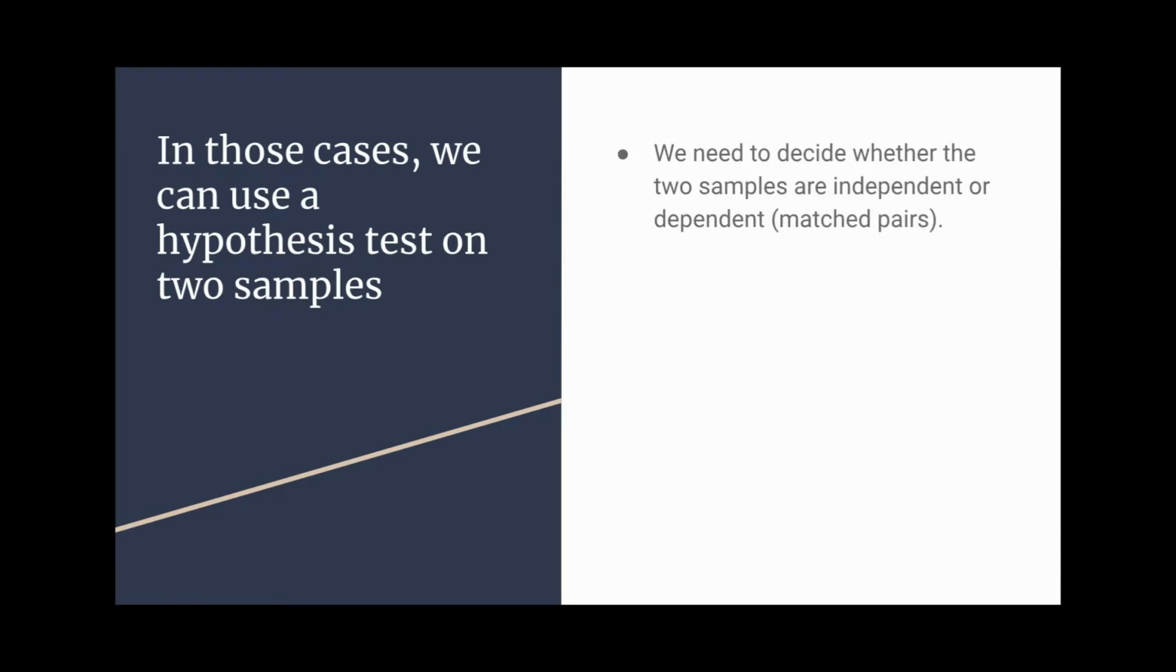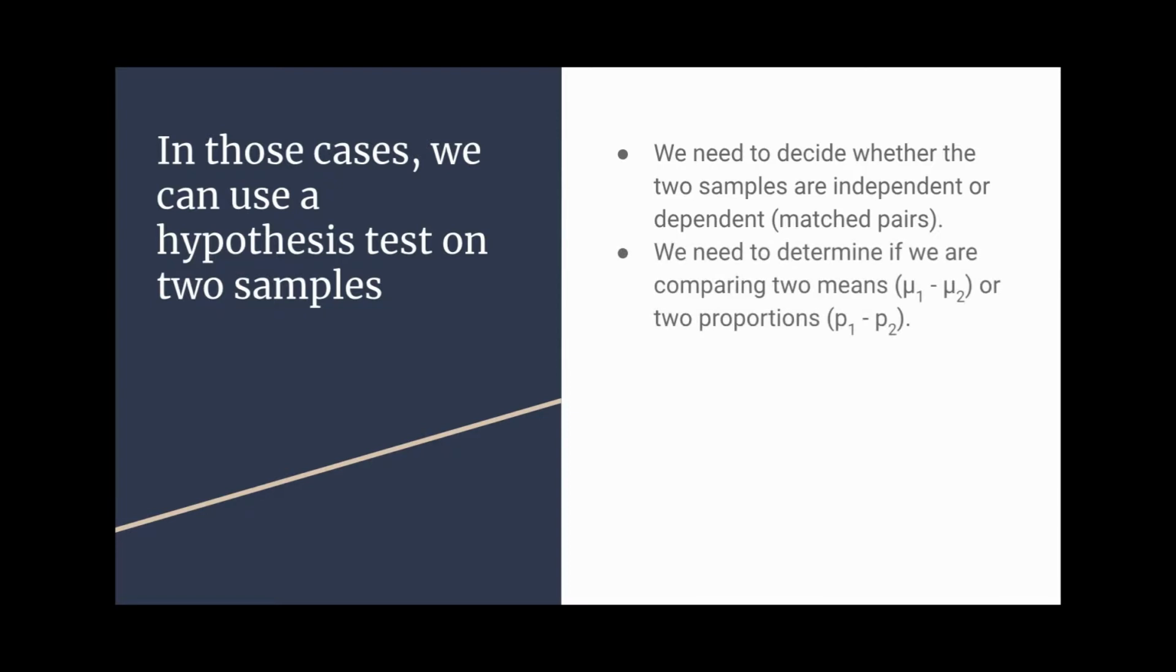So we're going to need to decide whether the two samples are independent or dependent. Dependent samples are often referred to as matched pairs. That usually is when you're testing the same thing or the same person twice or at two different times. Two samples might be independent if you collect them, say, from different populations, or if you randomize your choices for each sample. And in general, we're going to determine if we're going to compare two means, that would be mu1 minus mu2, or if we're going to compare two proportions.